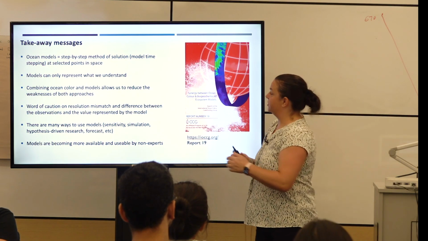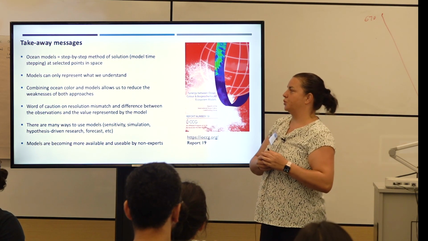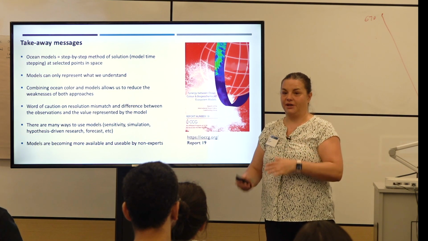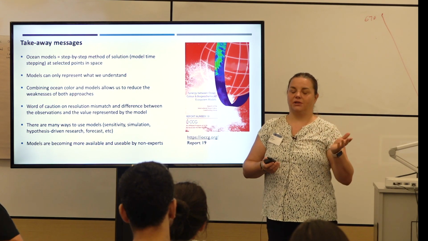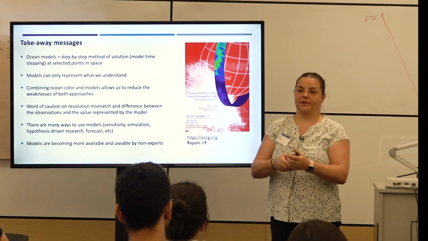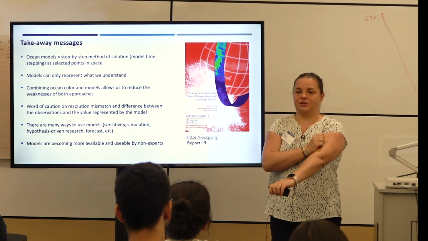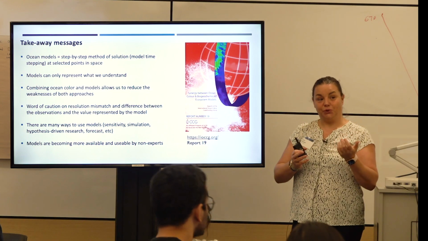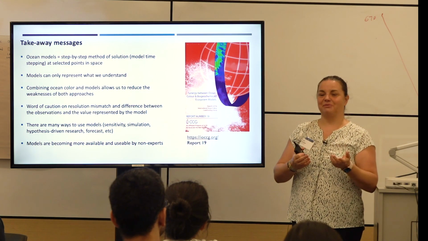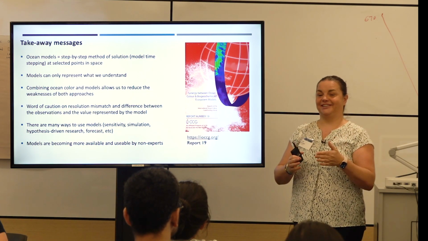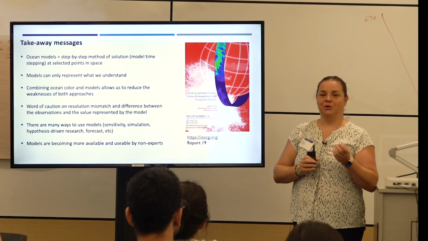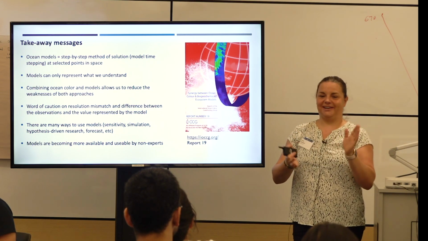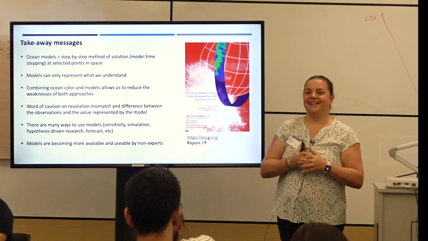Okay, takeaway message. Ocean models are a step-by-step function that is only as good as what we understand. You can combine ocean color and models in various ways to try to get the most information out of both approaches. There are a few words of caution on things not to do. So if you ever work with models, make sure you talk to the people who know about ocean color, or if you work with ocean color, make sure you talk to the people who know about models, so that you don't compare apples and potatoes.